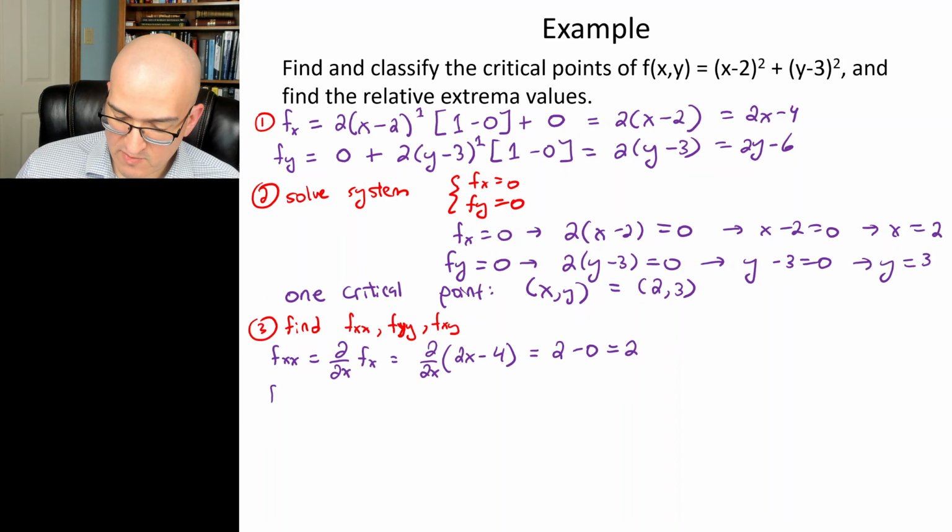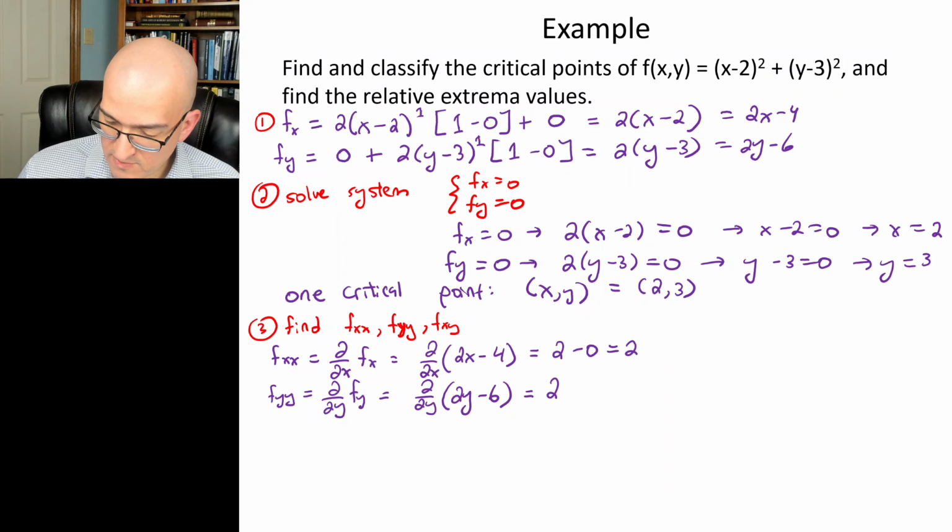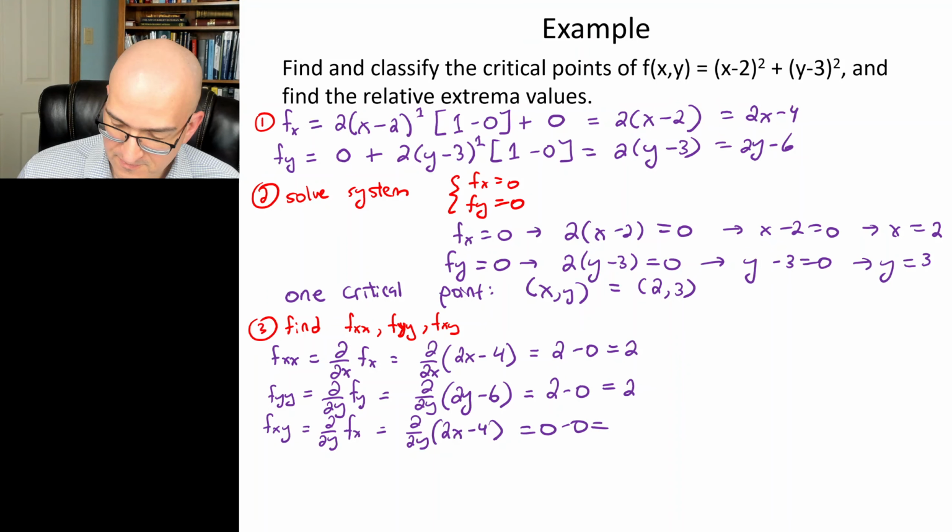We want f double y, which is the y derivative of f sub y. So di by dy of 2y minus 6. So 2 minus 0, which is 2. And then we want the mixed derivative fxy, which is the y derivative of f sub x. So di by dy of 2x minus 4, which is 0 minus 0, which is 0.